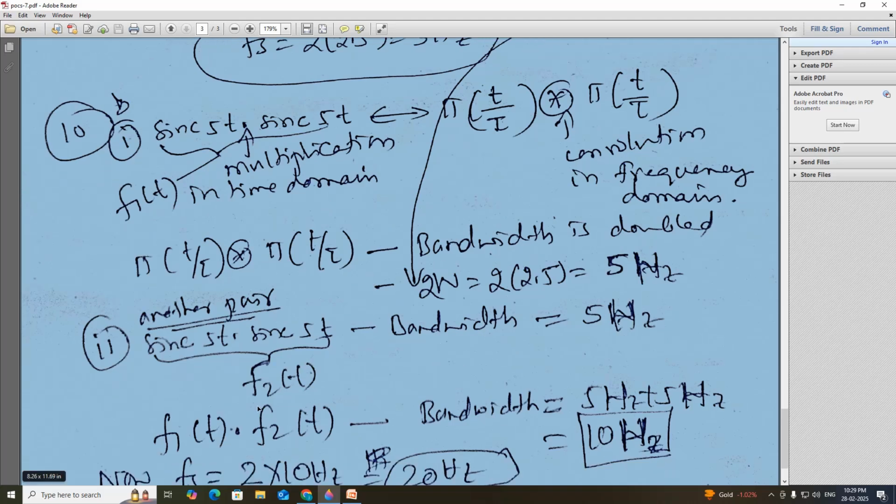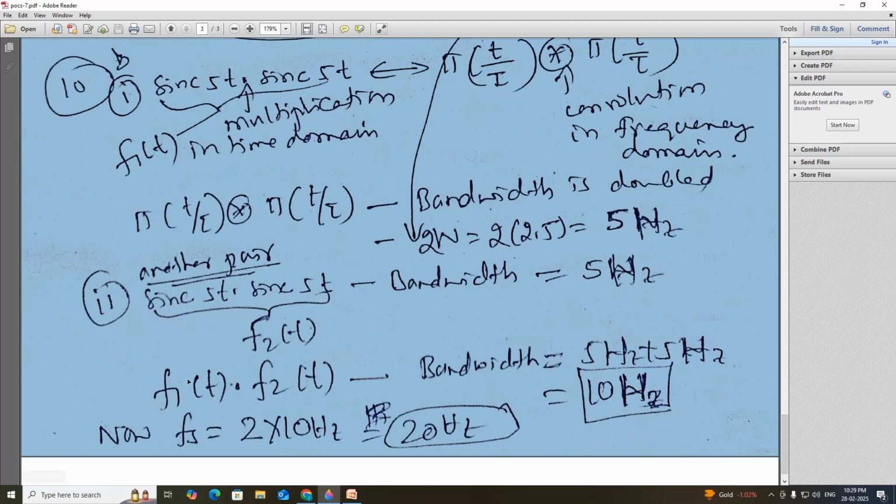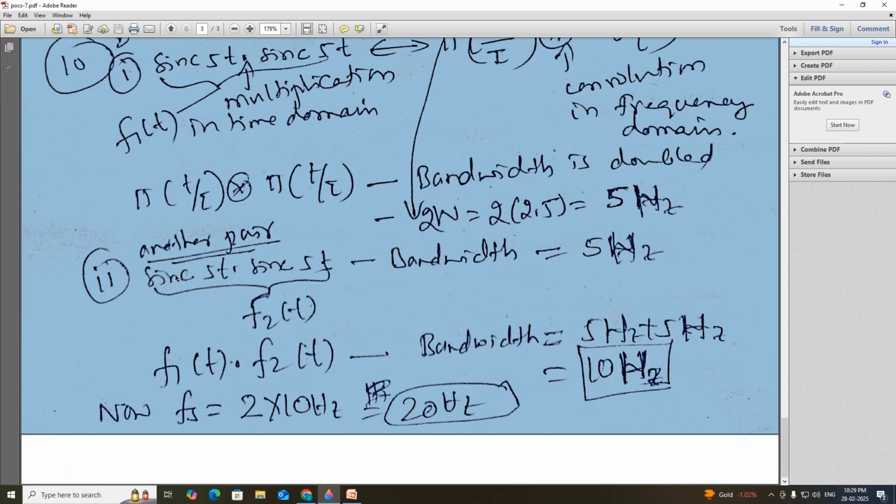Now let me call this function F2 and this function F1. Again multiplying these two will give you sinc to the fourth power. So the bandwidth will again be doubled, that is 5 hertz plus 5 hertz becomes 10 hertz. This is the bandwidth of the signal, but what is the sampling rate? Twice the bandwidth of the signal, 2 into 10, which is equal to 20 hertz.